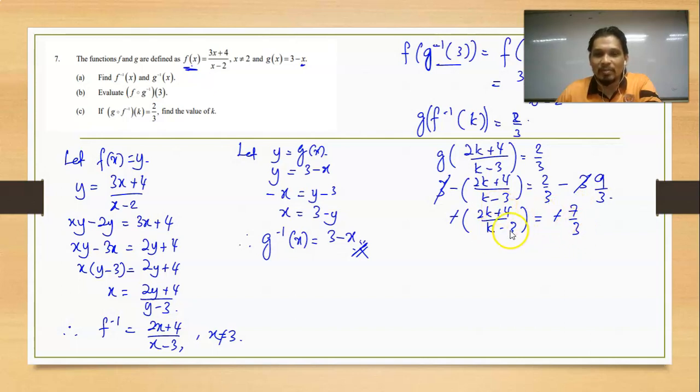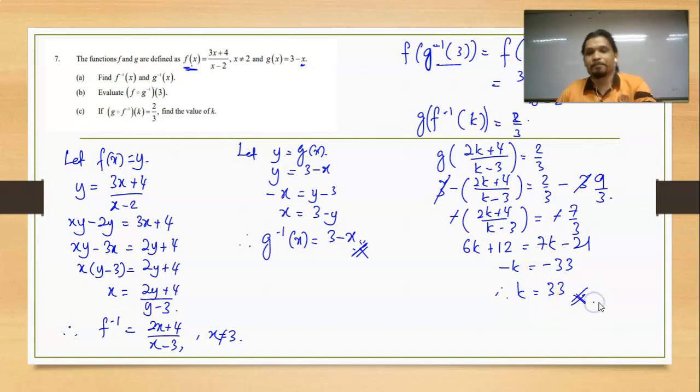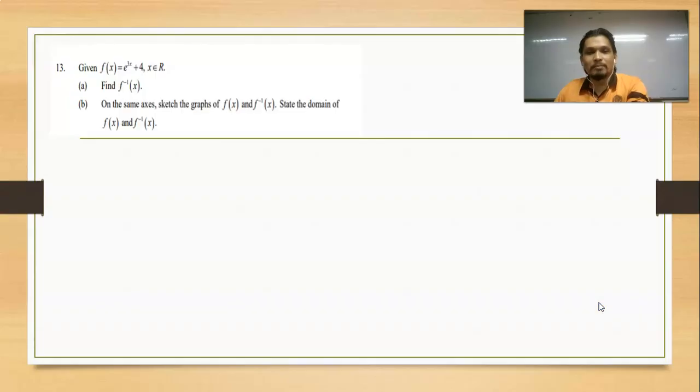Cross multiply, k minus 3 times 7. 3 times 2k equal to 6k. 3 times 4 equal to 12. 7 times k, 7k, and 7 times negative 3 is minus 21. So bring this 7k to the other side, 6k minus 7k is negative k. Negative 12, bring over here, becomes negative, so negative 21 minus 12, negative 33. Then k equal to 33. Okay. Next.